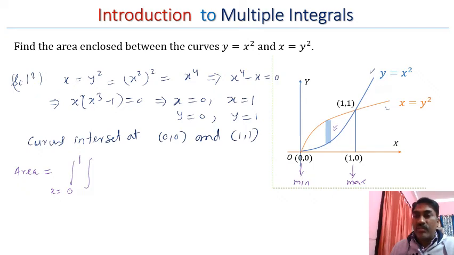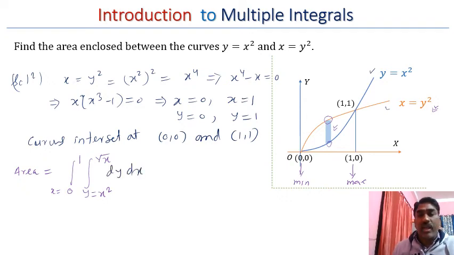So the lower curve will give the lower limit of y, and the upper curve will give the upper limit of y. From the lower curve, y is equal to x square, and from the upper curve, y is equal to square root of x. You can see that x is equal to y square will give y is equal to plus minus root x, but minus root x will lie in the fourth quadrant. So in the first quadrant, y is equal to plus root x should be taken. Now we have to put the limits and dy dx.